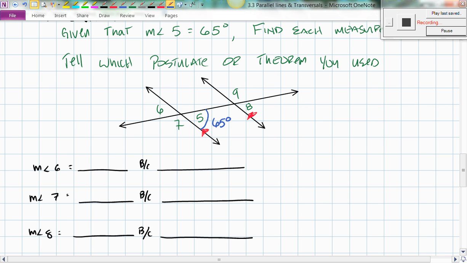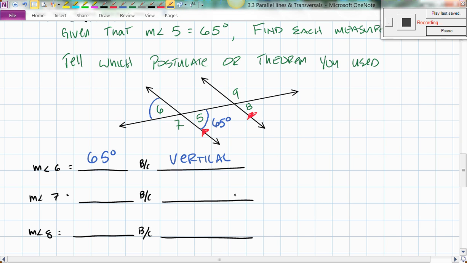What if the measure of angle 5 is 65 degrees? Can you tell me the measure of angle 6 and tell me why it is that? Yes, this is 65 degrees. Now, how come? Because they are congruent. Yes, they are congruent, but what makes them congruent? What type of angles are they? Start with a V. Yeah, because they're vertical.